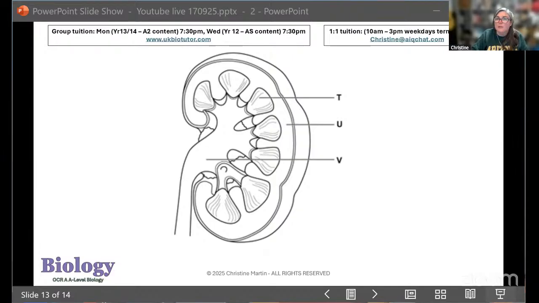And then if we look at another question, T is the medulla. Yep, absolutely right. So T is the medulla. And then if I show you the next question, again, this is 2023's question. So you can quite clearly see that 2023 had a lot on the kidney.